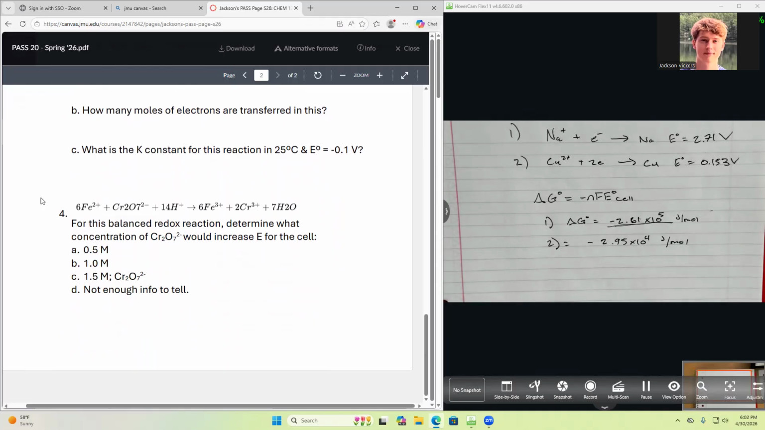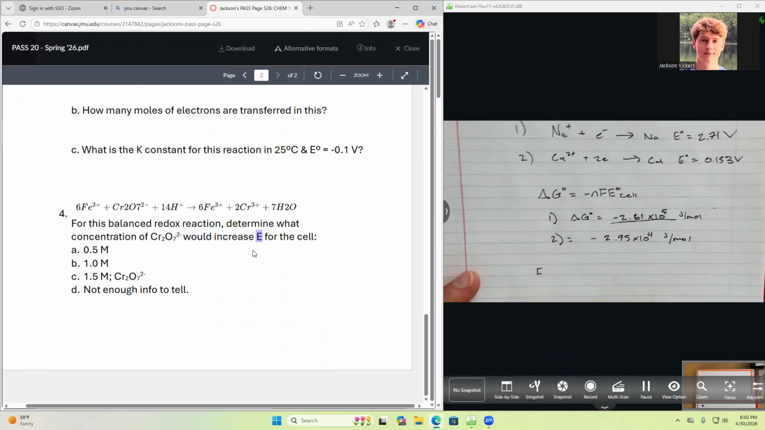This problem is totally within your wheelhouse, so take a few minutes to think about it. But I would also say that this one is too hard for what you're going to see on your exam. We're given a balanced redox reaction, and I'm basically asking what concentration of this aqueous ion in our reactant would increase the E cell. So this is using the formula we used a second ago.